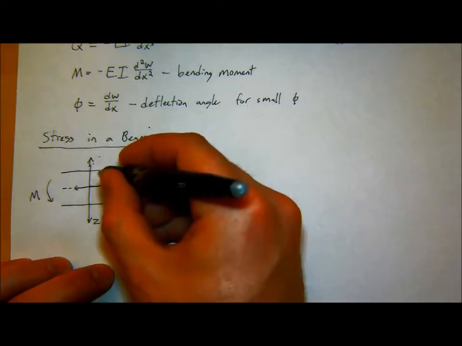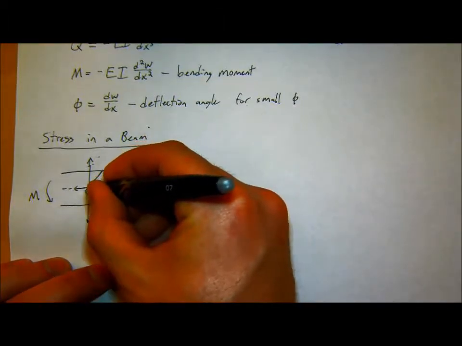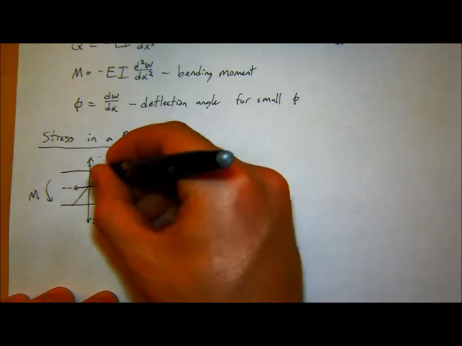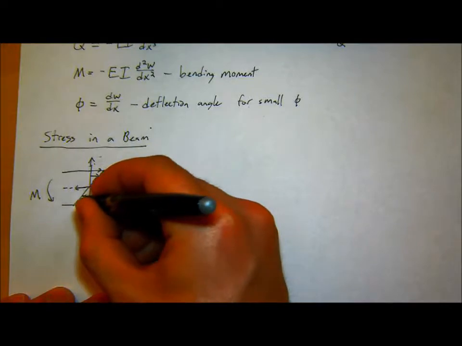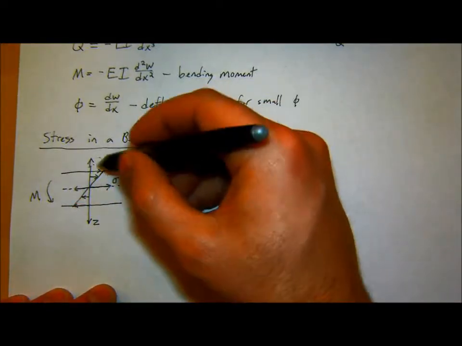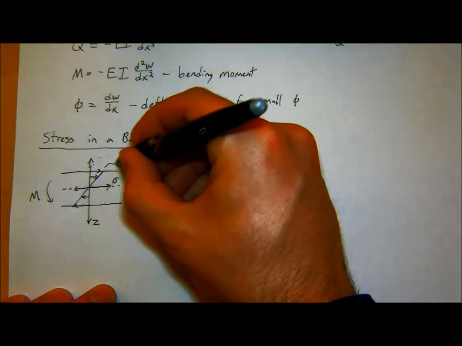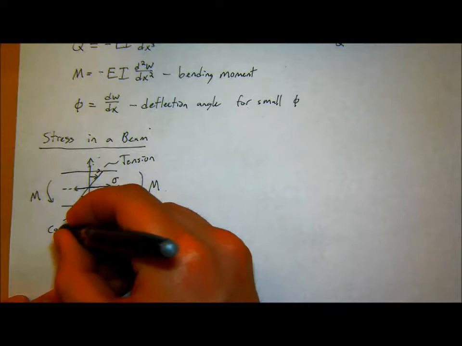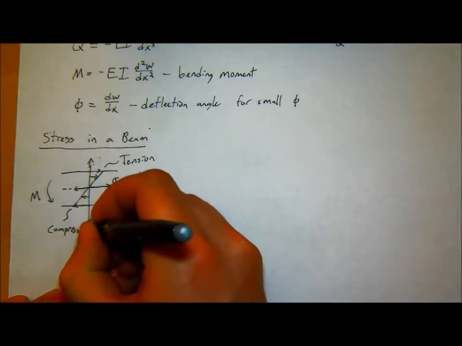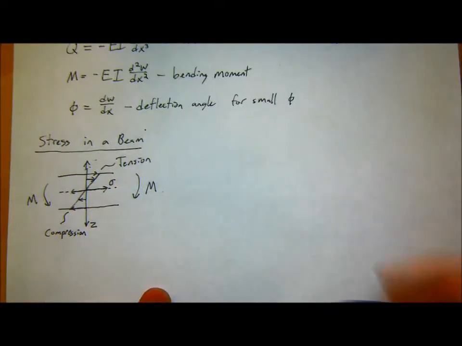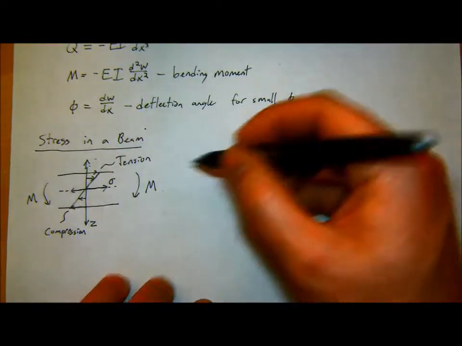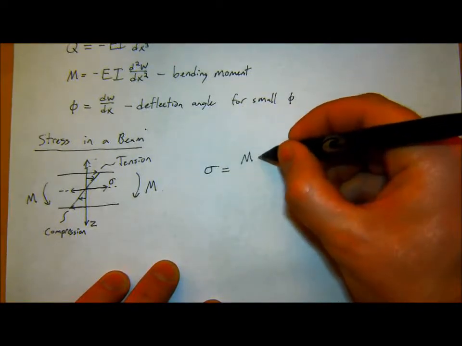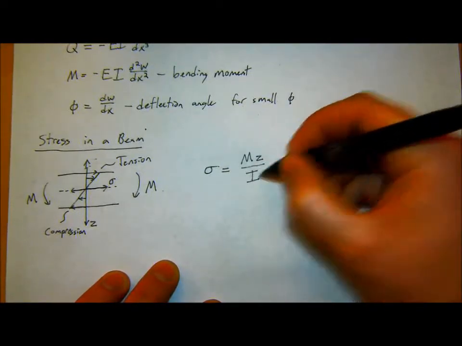So what our stress profile ends up looking like, in the elastic regime, is something like this. We have stress acting non-uniformly on one side of the beam. There'll be a tension, and on the other side of the beam there'll be a compression. And in the neutral axis there will be nothing. The stress then relates to that moment. Stress is equal to Mz over I.